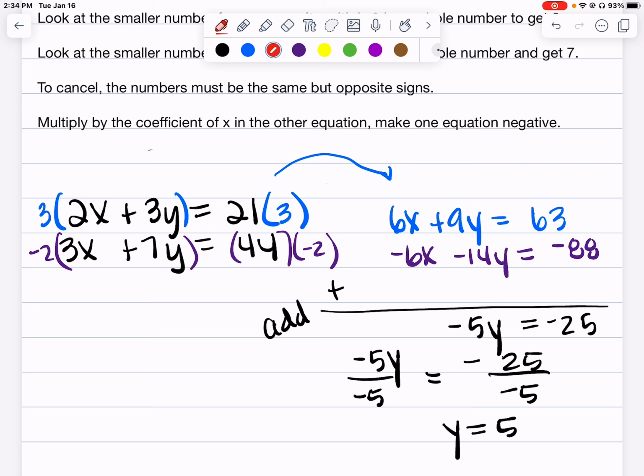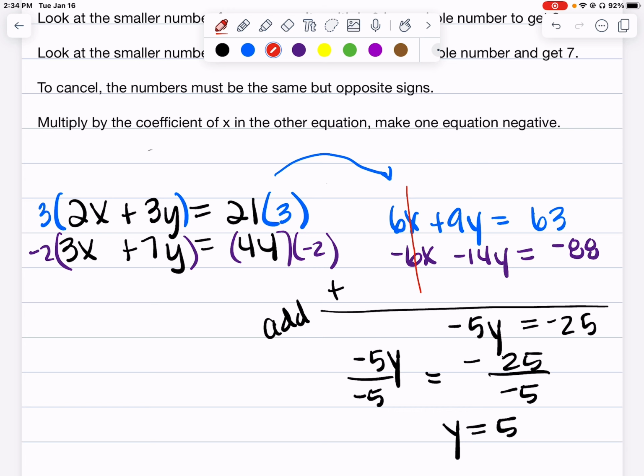But one of them's got to be negative. It does not matter which one. Okay, so we get 6x plus 9y equals 63. Negative 6x plus 14y equals negative 88. The whole point is when you add, we get a 0. So 9y plus 14y is 23y equals 63 minus 88 is negative 25.